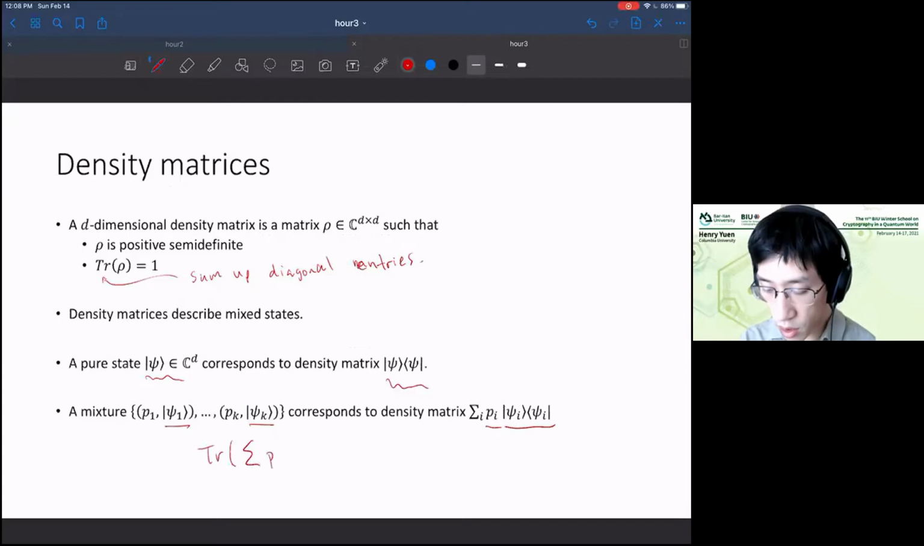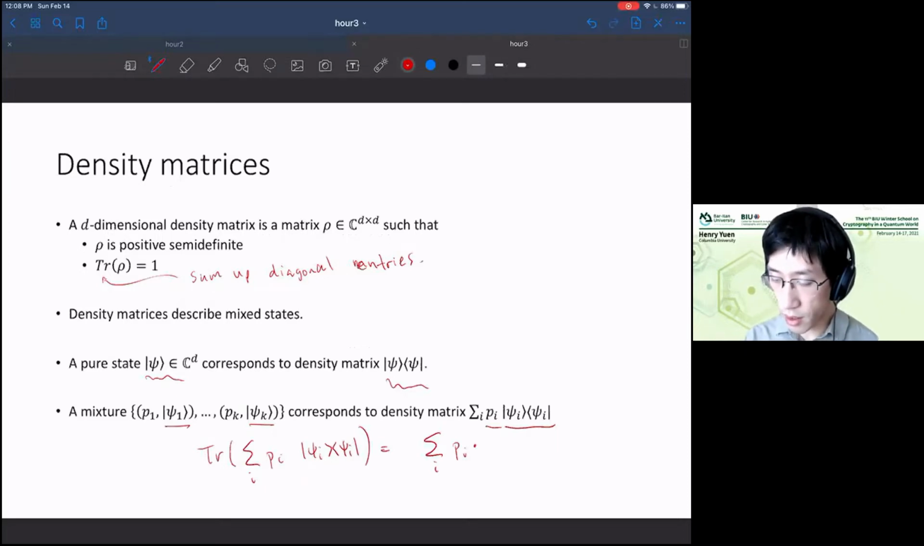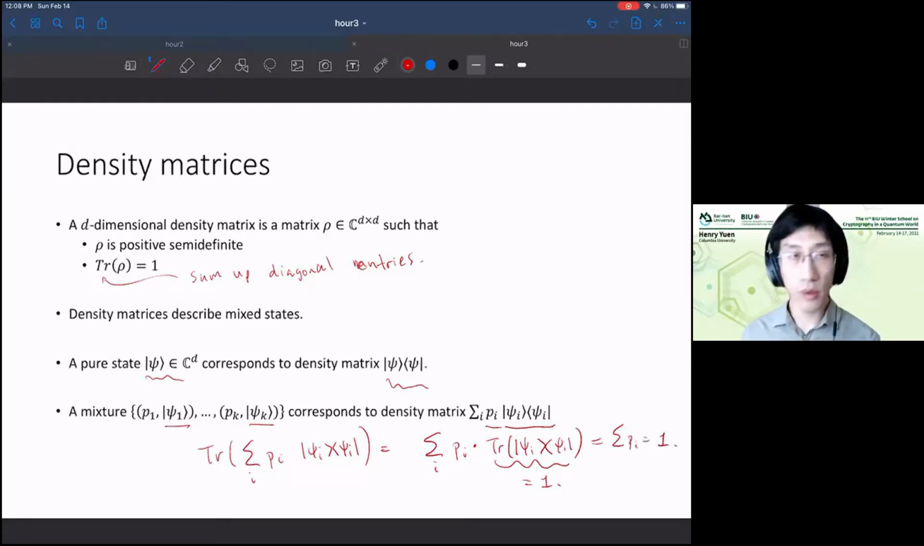So just to quickly show you, how do you take the trace of this thing? Well, the trace is a linear operation, so I can bring in the trace. So this is the probability p_i times the trace of psi i, but this is just equal to 1. And then if you sum up the probabilities, you get 1. So this is a valid density matrix.